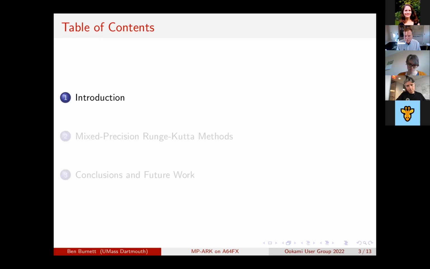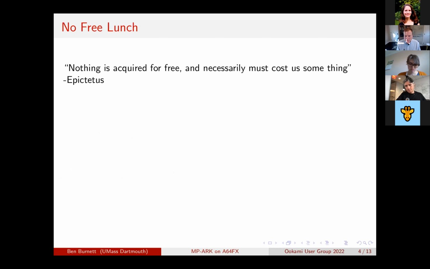So first off, the introduction, what mixed precision methods are trying to do. To start, this comes with the philosophy of no free lunch. Nothing is acquired for free and necessarily must cost us something. This is a philosophy that philosophers have been thinking about for centuries now, and it shows up a lot in computing.